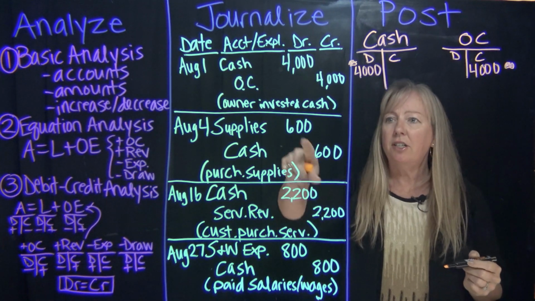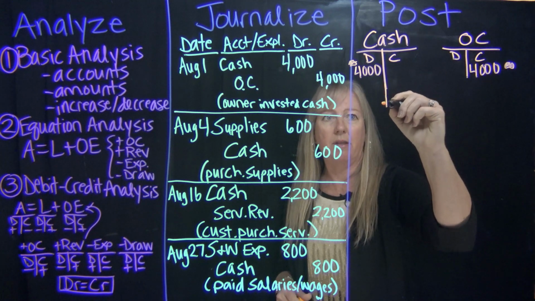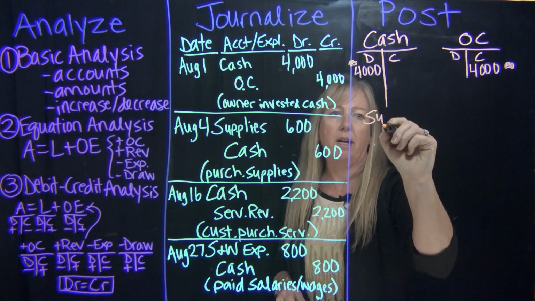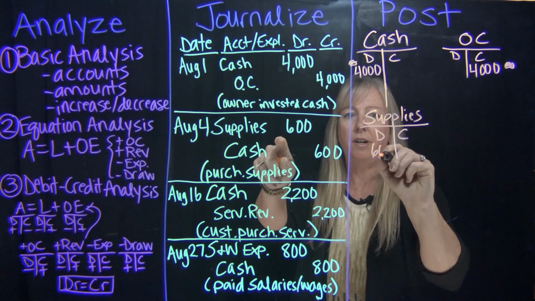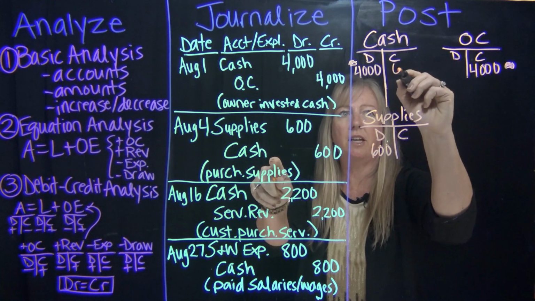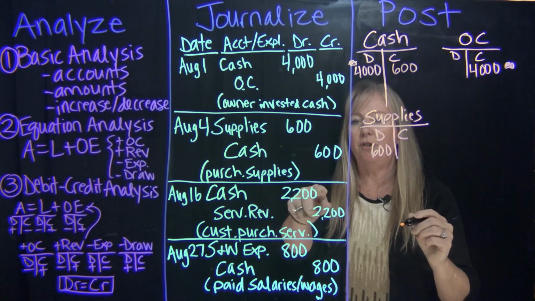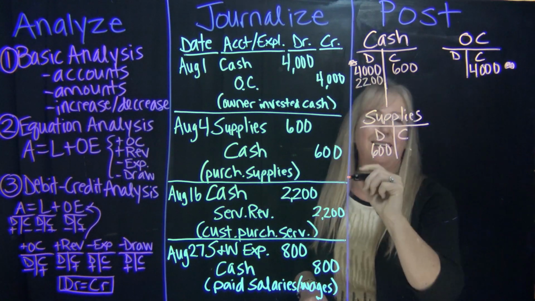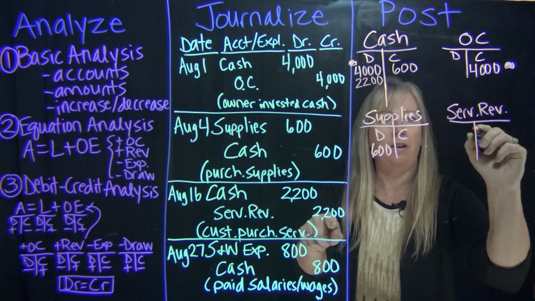Now my second transaction is going to be supplies and cash. I'm going to go ahead and leave this cash account here. We're going to put some more transactions in there, and I'm going to make a T account for supplies. My supplies is being debited for $600, and my cash is being credited for $600. My next transaction is cash and service revenue. So cash for $2,200, that's going to be a debit. Once again, commas are optional. Service revenue, let's create one of those, and that's credited for $2,200.